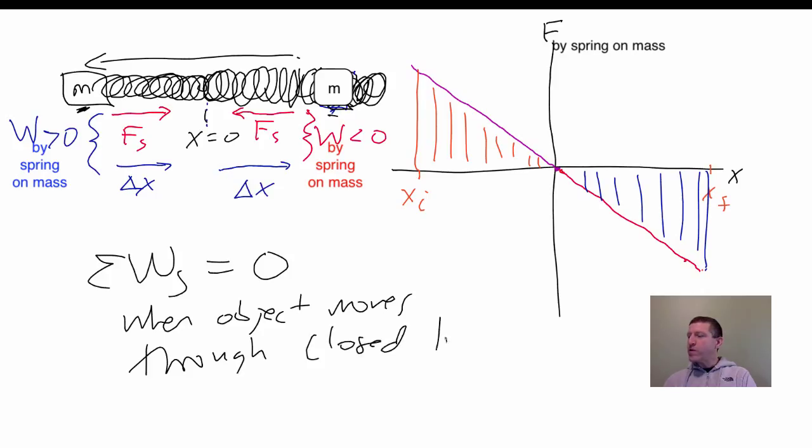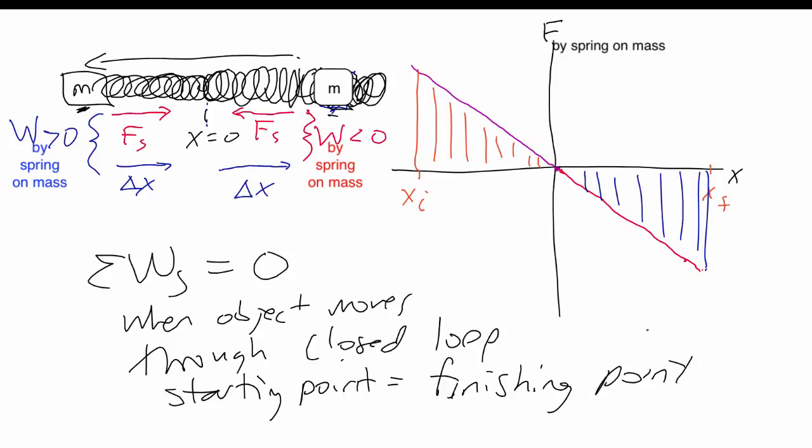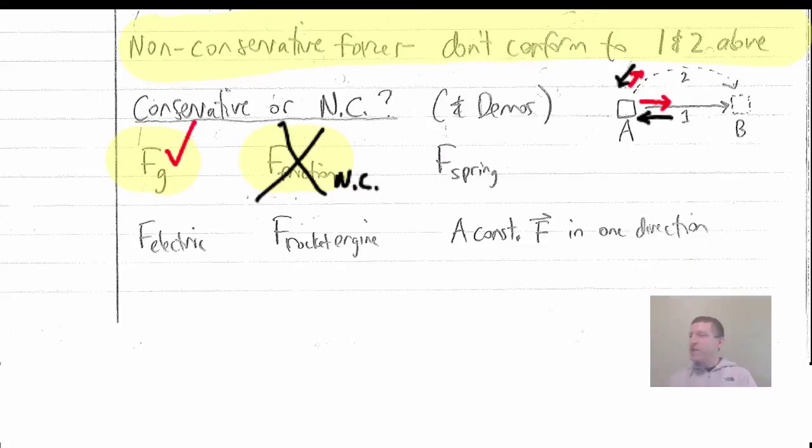Closed loop is just saying that the starting point is the same as the finishing point. That's what a closed loop means. So the work done by the spring is equal to 0. Therefore, we find that the spring is, in fact, a conservative force. Yes, it is conservative. Okay, let's try a couple of other ones.